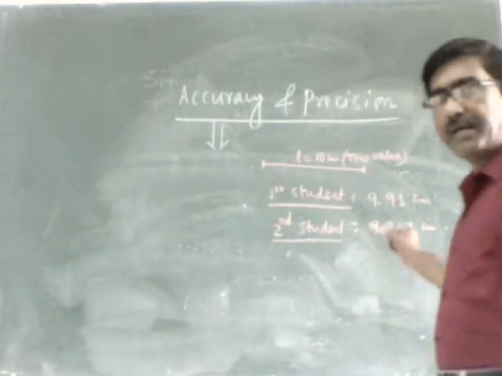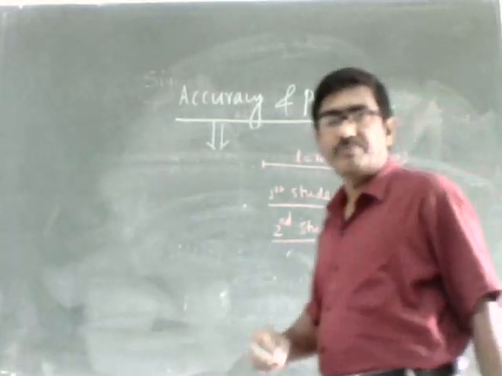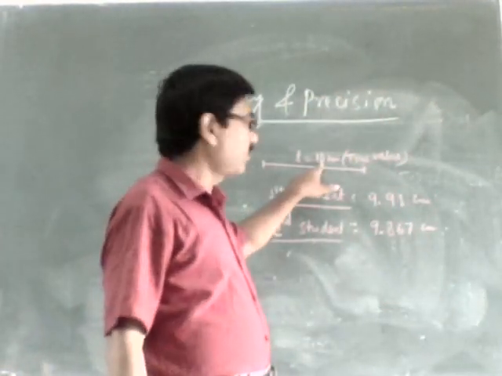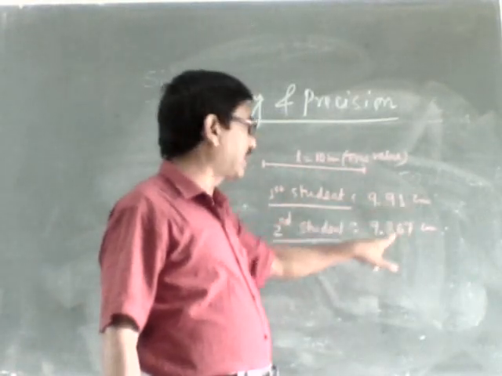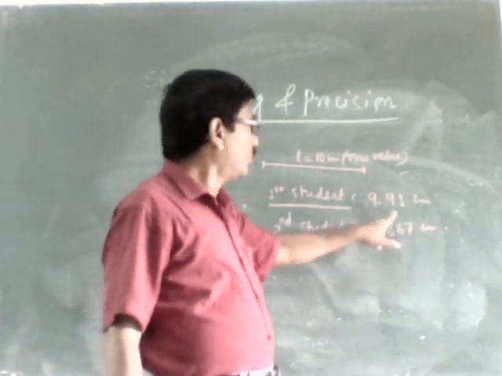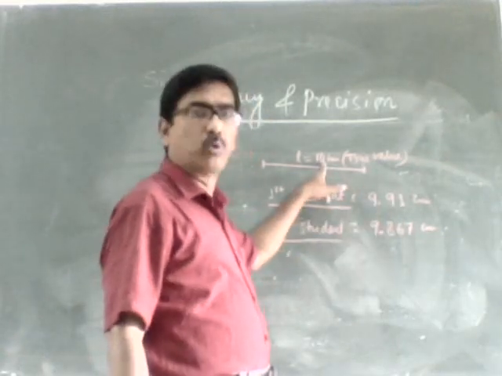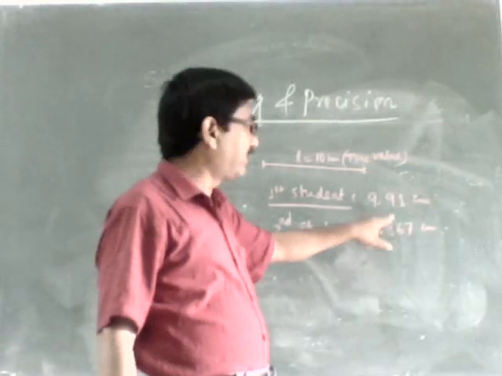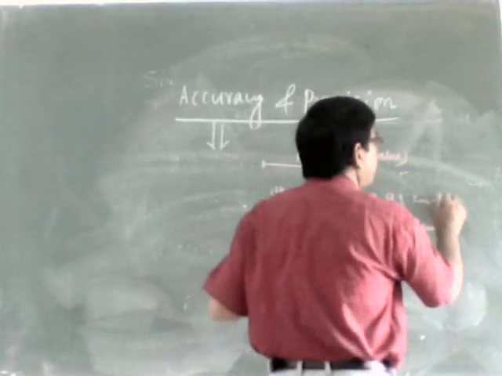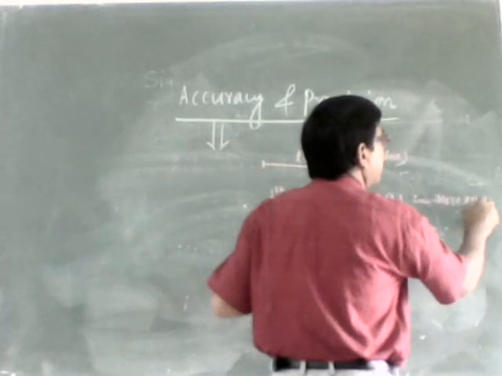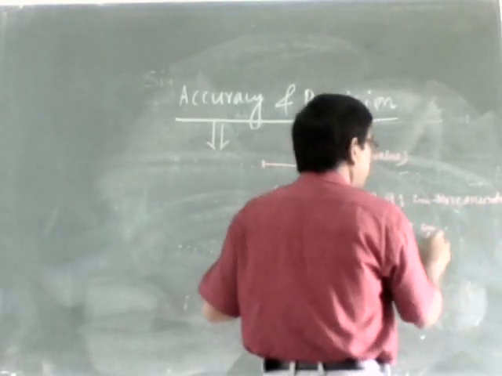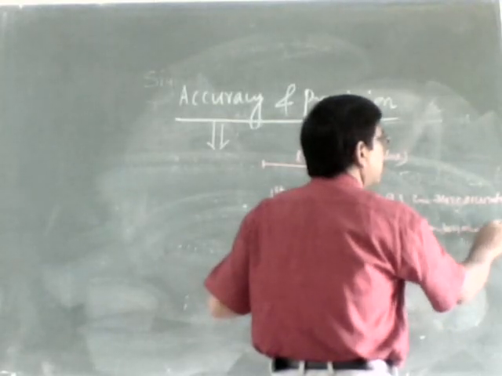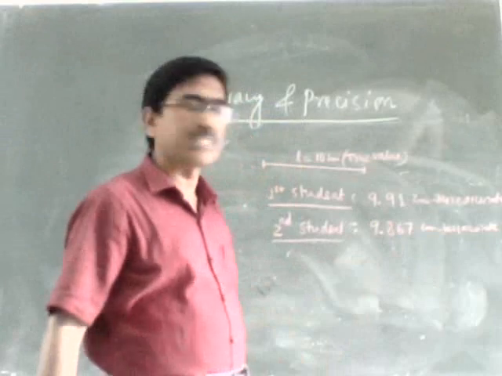which one is very close to the true value? True value is 10. One student got 9.91, another student got 9.867. So 9.91 is very close to the true value. That's why it is more accurate than the other. So this is more accurate, and this one is less accurate.